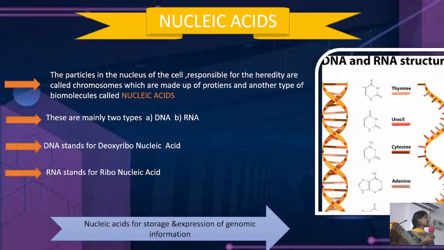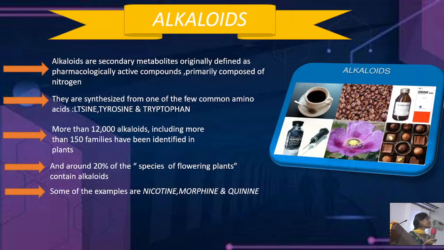Nucleic acids are responsible for heredity and chromosomes. The best-known examples of nucleic acids are DNA and RNA. DNA is responsible for the identity of our genes, and RNA is responsible for the synthesis of proteins.